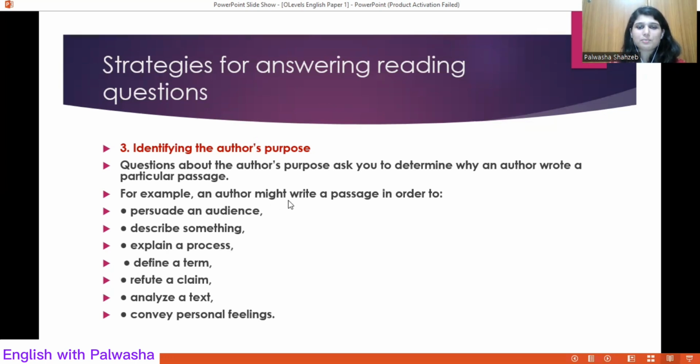The questions about the author's purpose ask you to determine why an author wrote a particular passage. For example, an author might write a passage in order to persuade an audience, to convince the audience. Persuade means to convince the audience, to describe something, to explain a process, or to define a term, a specific term which he is describing or defining, to refute a claim, or to analyze a text, or to convey personal feelings. So, these are basically the author's purposes. I ask you to determine why an author wrote a particular passage. So these are his purposes.